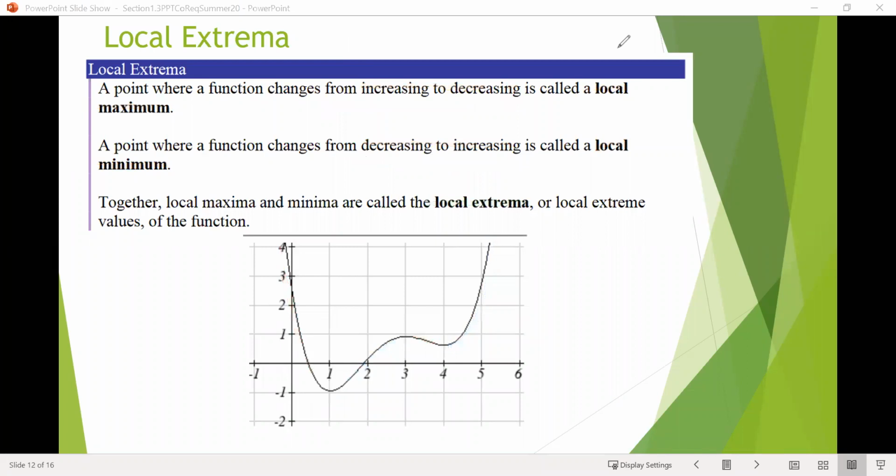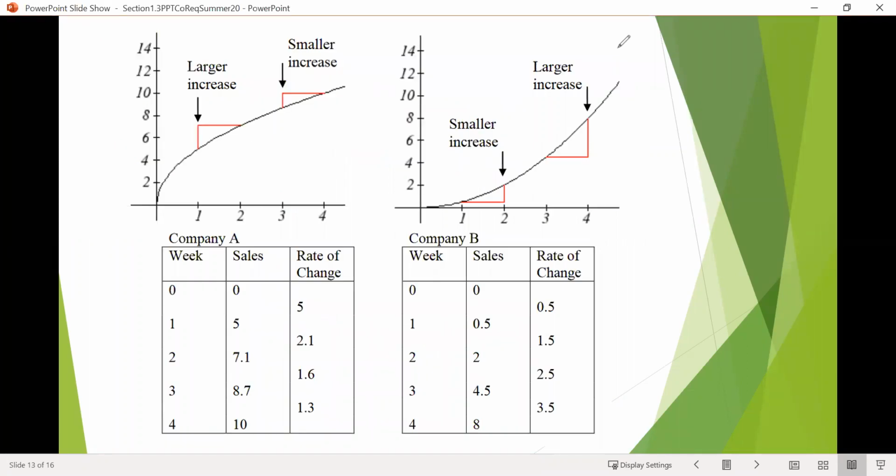All right. Let's look now at something called concavity and get really technical here for a second.